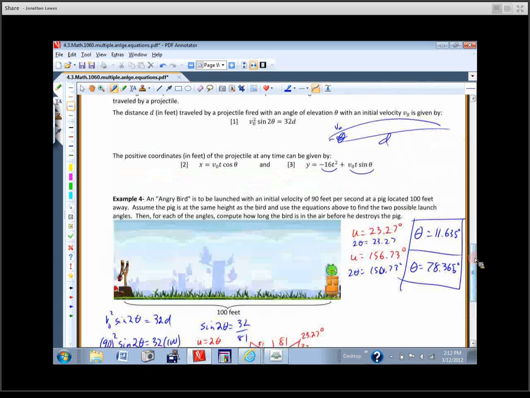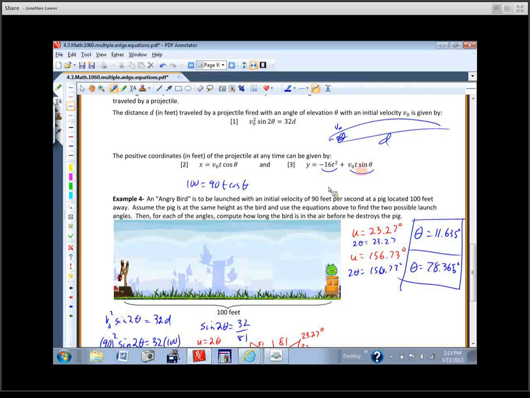Okay, well, let's see. How do you do that? You could solve either number 1 or number 2. We know the angle. We know the distance. So we could put 100 in for this. We know the initial velocity. We don't know the time. We do know the cosine of the two angles. So we're going to have theta be 11.63 and theta be 78.365. That would solve it for us.